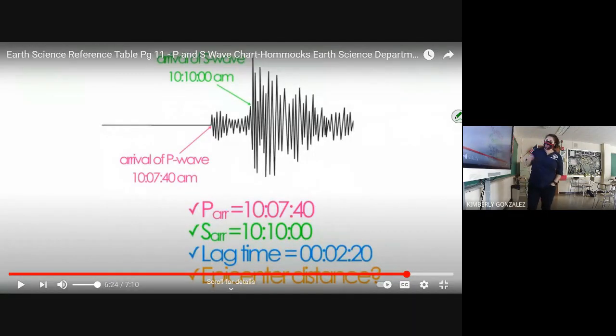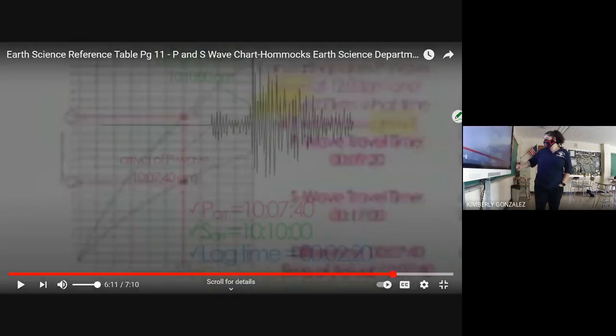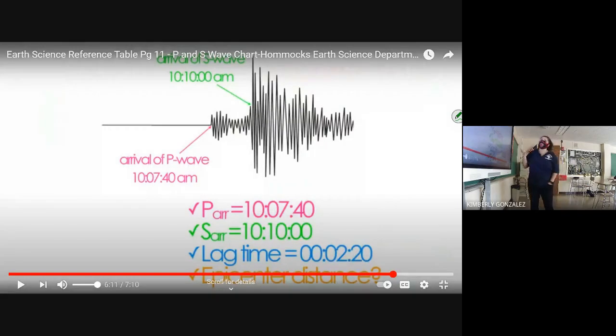Okay, so here we are given. Go back. Okay, so here we're given the actual wave itself. This is the actual reading from the seismograph. Where the first spike starts is the beginning of your P wave. And that's going to tell you the arrival time of the P wave.